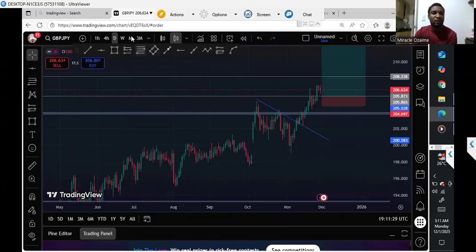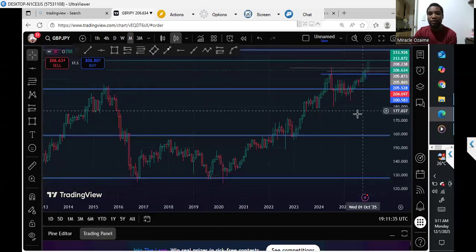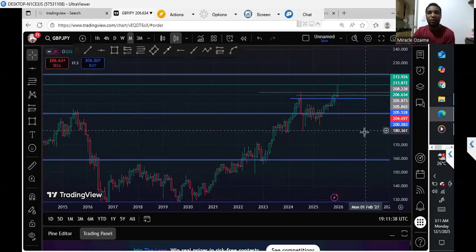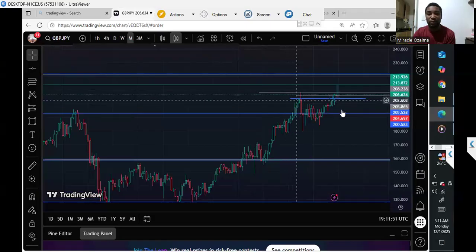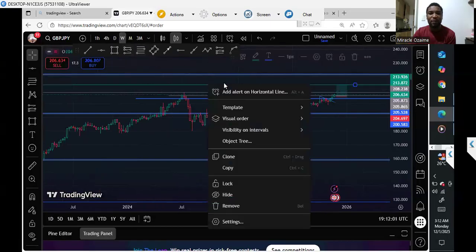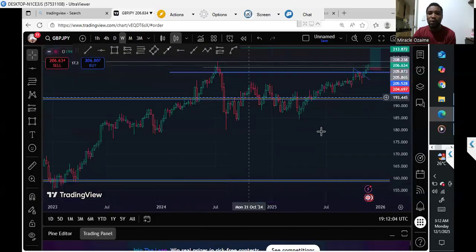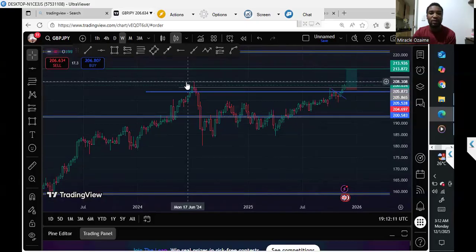GBP JPY on the monthly time frame, everything is still giving me a bullish bias. So what I'm going to do on GBP JPY is, everything is giving me monthly bullish momentum. So I'm looking for a retest, because the candle close of this level has already been broken by the present monthly candle, and it has closed above. I'm looking for potentially what the market is going to do around this weekly rejection. And I saw the weekly candle close around this area.